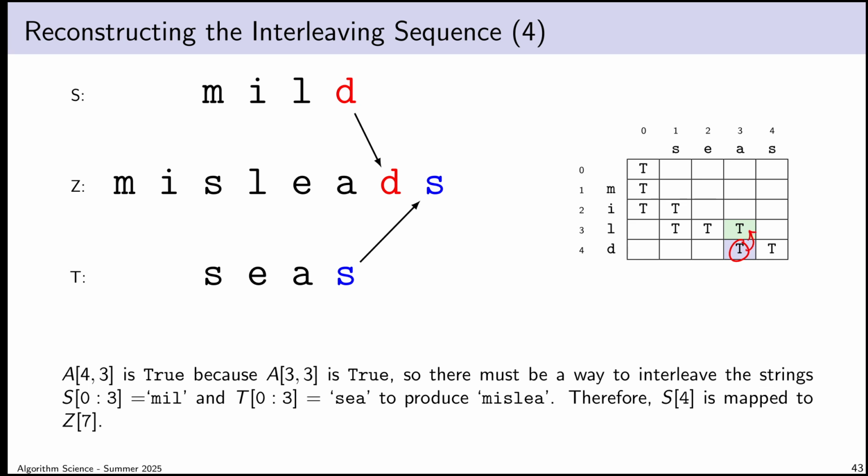Okay, so then the next step is I notice when I'm looking at subproblem 4,3 that I have to go up one step to find a true subproblem this depends on. The thing to the left isn't true. Okay, so what that's telling me is that the reason I can interleave mild and C is because I can interleave mill and C to form mislead. And so that's telling me that I take the next character from S. I take the D from S.